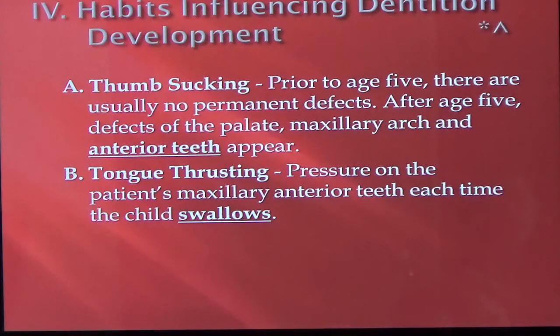But a tongue thruster, their tongue, instead of going on the roof of their mouth, goes forward and on their front teeth. So when they swallow, they do this, and they swallow. So again, the tongue is really forceful and pushes those teeth out.